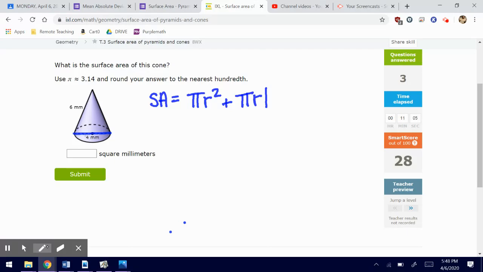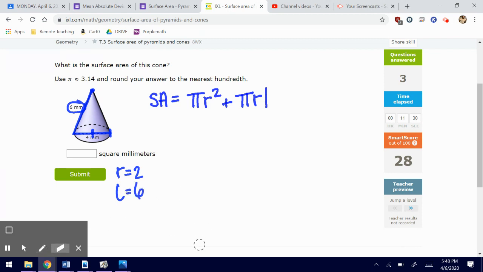But all I have to do is divide this 4 by 2, and I'll get the radius. So 4 divided by 2 is 2. So my radius is going to be 2. I just needed to half that. My slant height from the top point down the side, they've labeled it as 6. So my L is going to be 6.